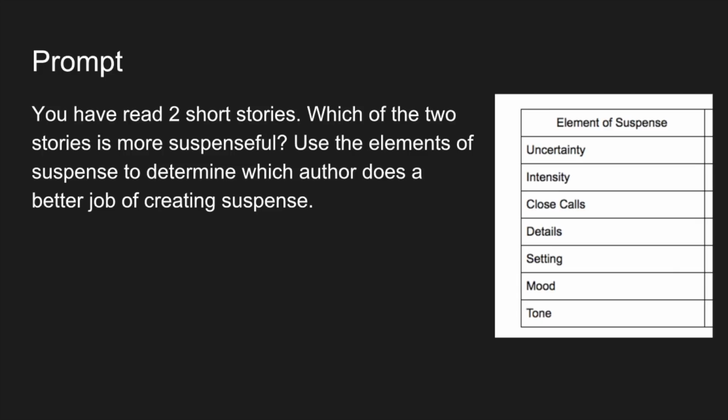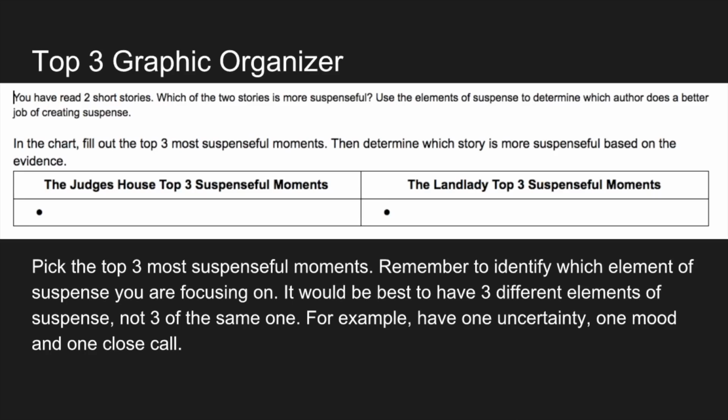You're going to use those elements of suspense that we took notes on to determine which author does a better job of creating suspense. So those elements of suspense were uncertainty, intensity, close calls, details, setting, mood, and tone. You have those notes on the document that you already took all your notes on. The top part of your graphic organizer is the first part you're going to do.